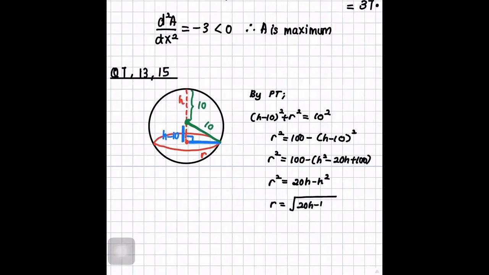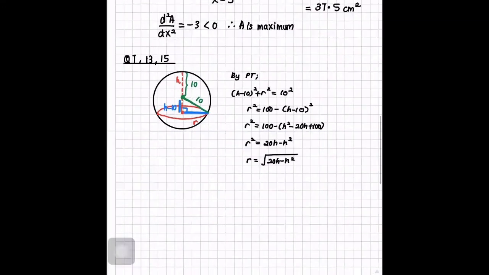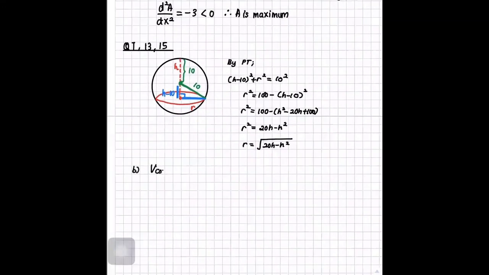Okay, I managed to write an expression for the radius. Now they said find the volume of the cone. Can somebody help me? In your IGCSE, what is the volume of a cone? It's simple, 1/3 pi r squared h. You substitute. What is your r squared? Take from here. And then you put the h. Rearrange, you should be able to get it.